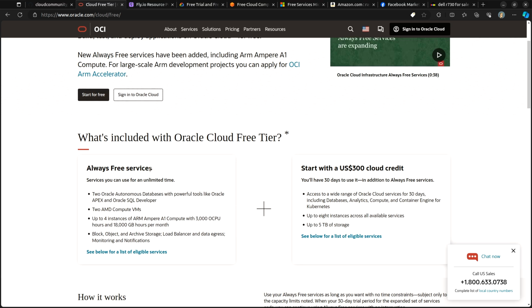One small caveat with this Oracle Cloud. These 4 free instances of ARM Ampere A1 compute units, they are not always 100% available. And so you may very well find that you sign up, that you select a region, which cannot be changed after you sign up, and that you go to spin up an instance and they don't have any ARM Ampere A1 units available.